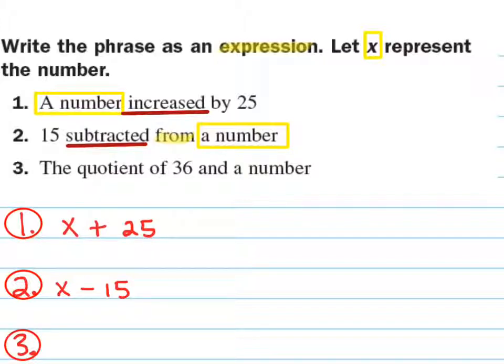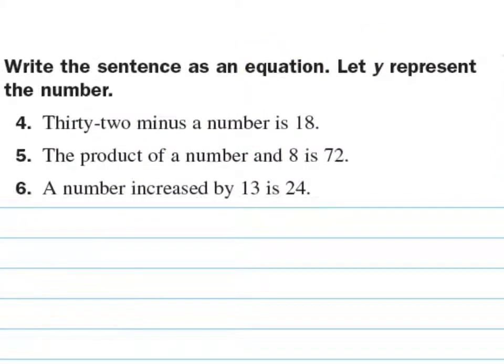Number three, key word is quotient of 36 and a number x. So we're going to write this out as 36 divided by x, because remember, quotient deals with division. Once we've written our expressions, now we're going to jump into equations.